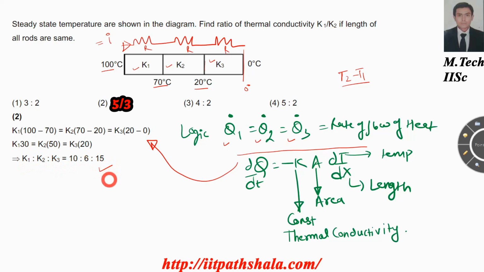So now you can say that option 2 is the correct option, because you have to find the ratio of K1 by K2, which is nothing but 10 ratio 6, which is coming out to be 5 ratio 3. So my K1 by K2 is coming out to be 5 ratio 3.